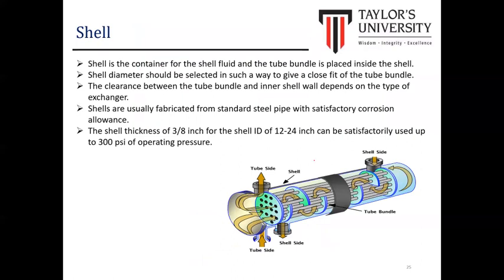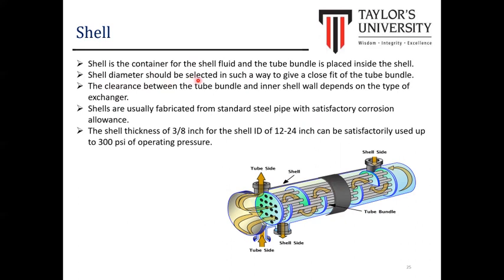Okay, the shell is the container of the tubes, and the tube bundle is placed inside the shell. So if you can see from this diagram, we have the shell on the outer part. This is what we call the shell, and the tubes inside the shell. Okay, we're going to design both shell and tube to complete the design of the heat exchanger.